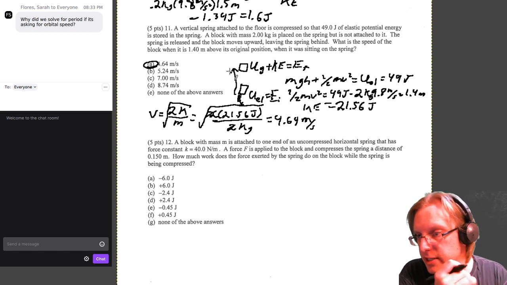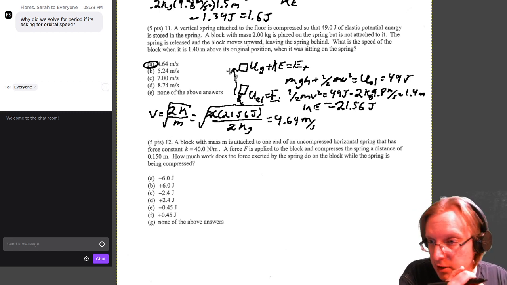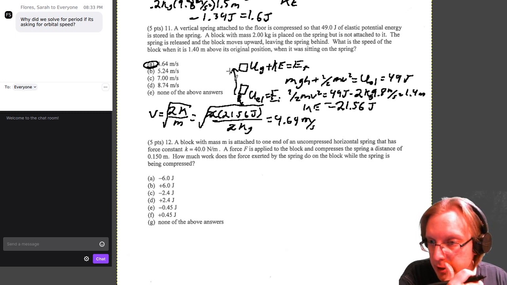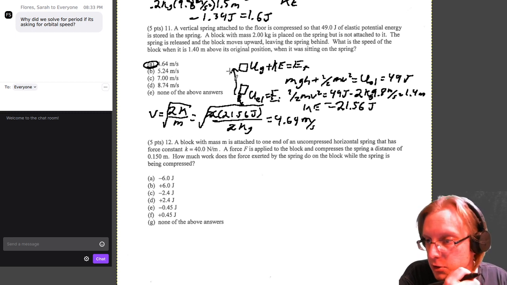A block with a mass m is attached to one end of an uncompressed horizontal spring. Mass is attached to a horizontal spring with force constant K. A force F is applied to the block and compresses the spring a distance of this much. How much work does the force exerted by the spring do on the block while the spring is being compressed?